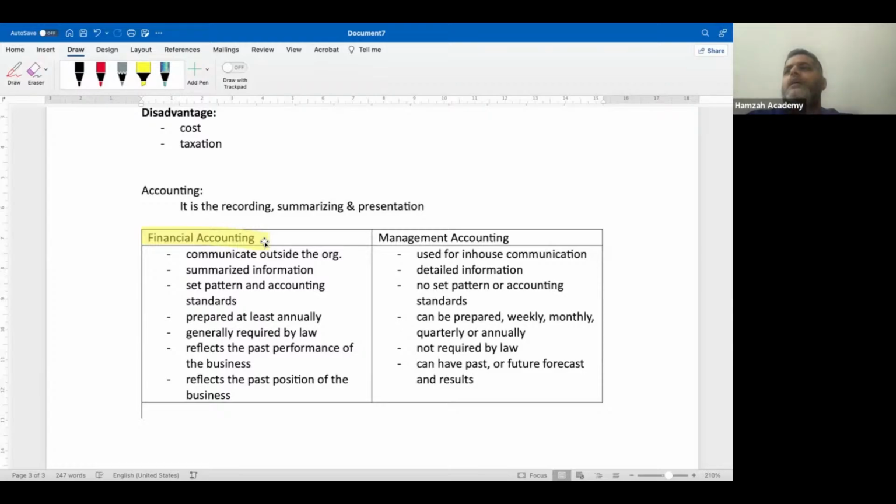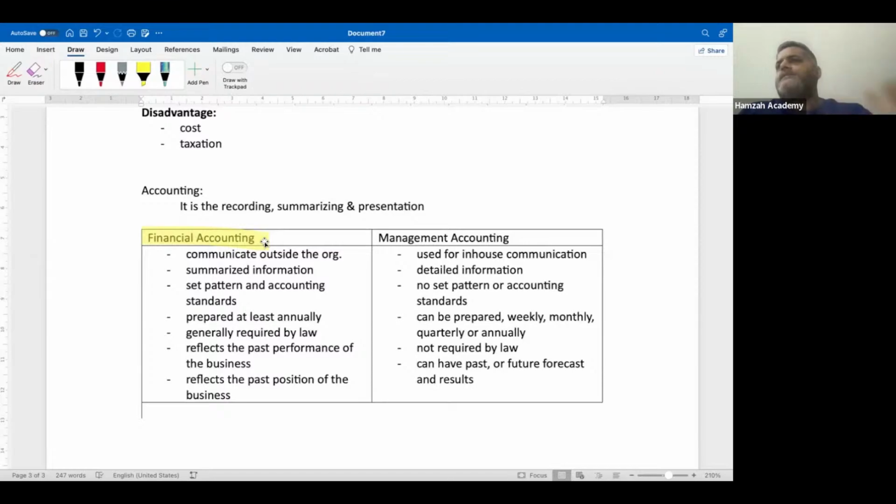Now, why do we have to go for a summarized form? And why do we have to follow a set pattern? Like the way we had a formal introduction with each other today, right? In the formal introduction, we just said what we have done, and what we are doing and what paper we are studying, right? We don't have to go into the details outside the organization or outside ourselves.